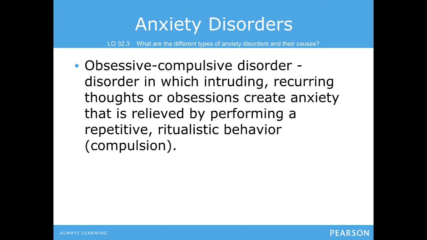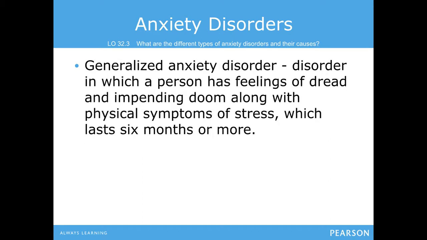There's also obsessive compulsive disorder. These are two different parts. For example, you may obsess, you may think about something over and over again, and compulsive is you perform a particular repetitive ritualistic behavior over and over again. This is also referred to as OCD. There's also generalized anxiety disorder, which is just more of the same, and you feel this general anxiety overall for 6 months or more.